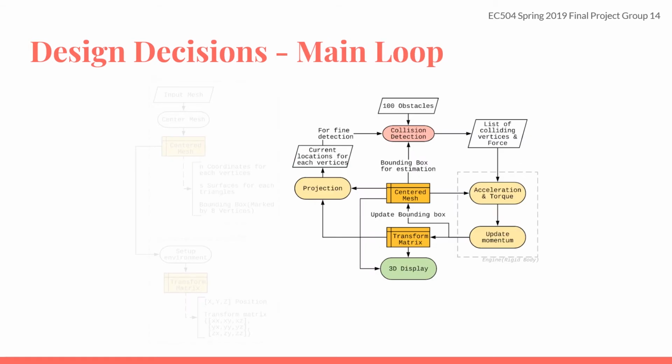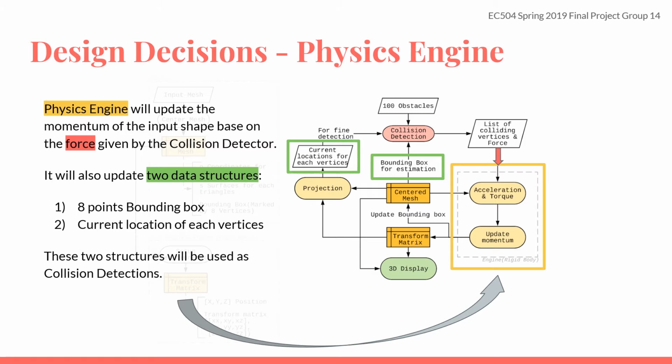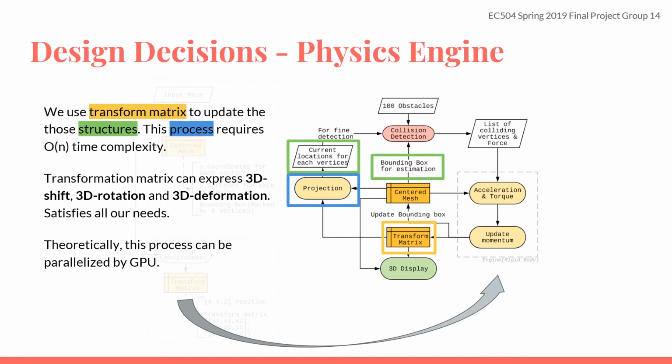The main loop for our project is represented in this diagram. The physics engine will update the momentum of the input shape based on the force given by the collision detector. It will also update two data structures: the 8 points in the bounding box and the current location of each vertex. The two structures will be used for collision detection. The physics engine will calculate the transform matrix based on the object's momentum. Then, it will use this matrix to update the two structures. This process requires big O n time. The transform matrix can express 3D shift, 3D rotation, and 3D deformation. In theory, this process can be parallelized by GPU.